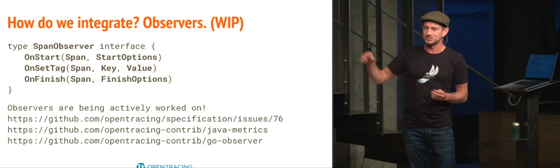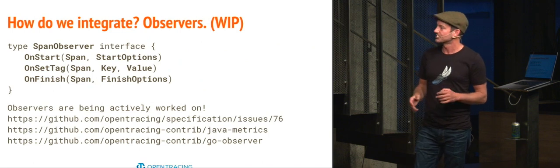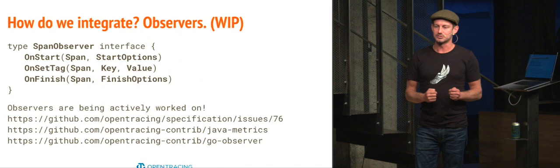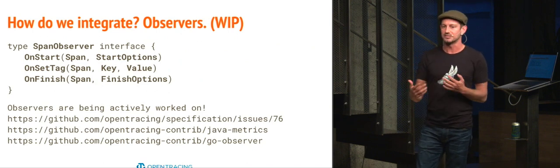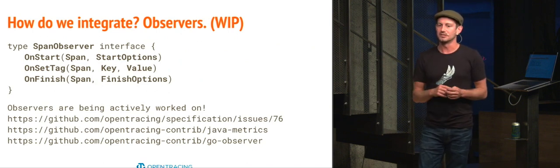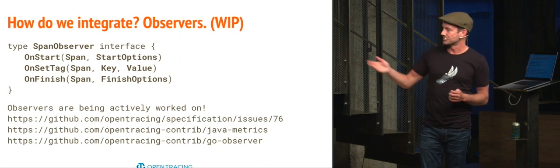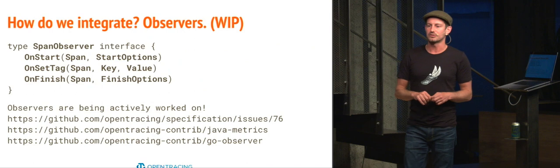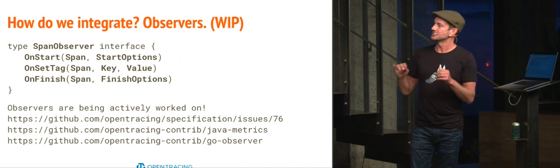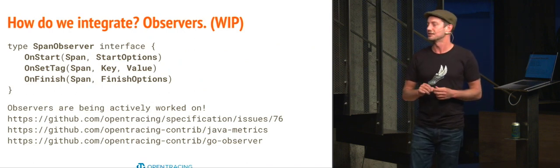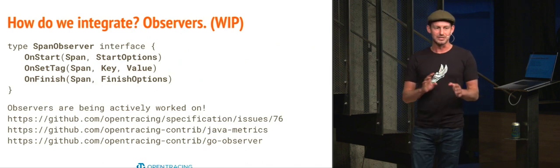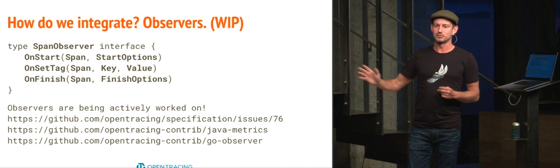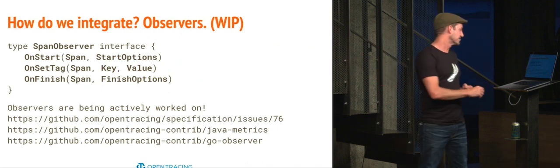There's a specification issue discussing observers in general. There's a Java metrics project that's looking at metrics for OpenTracing that's Java specific. And there's a Go observer that people have written. So this is all kind of new. There are some things I'd like to see changed about the API to make building these observers a bit easier, but this is ongoing and in an experimental stage at this time.